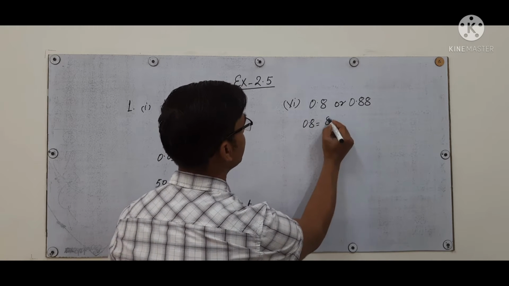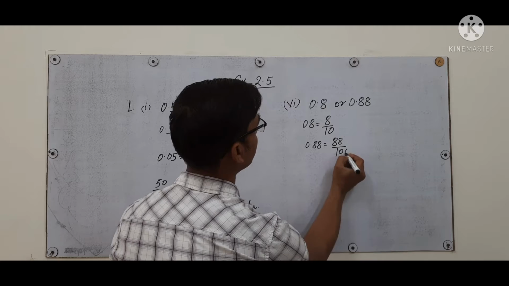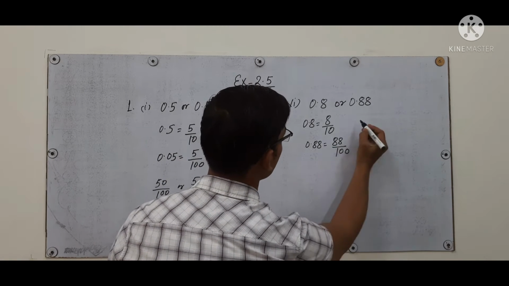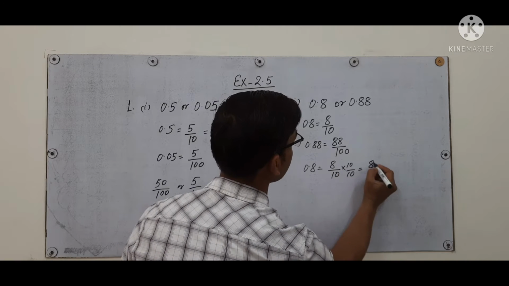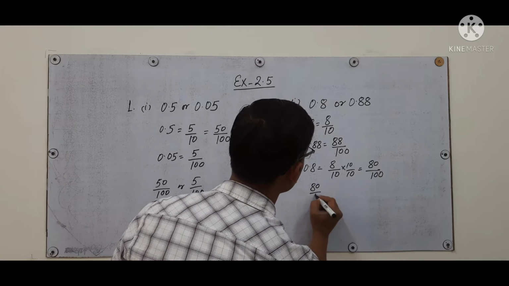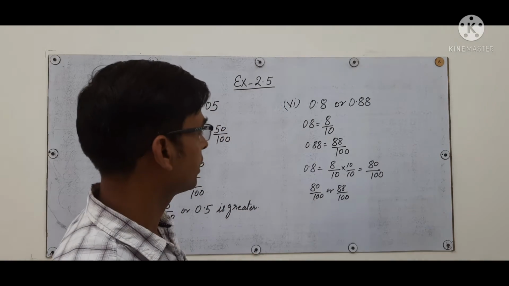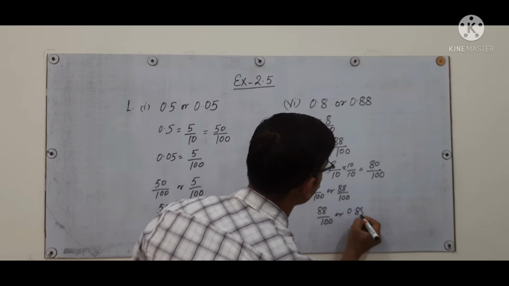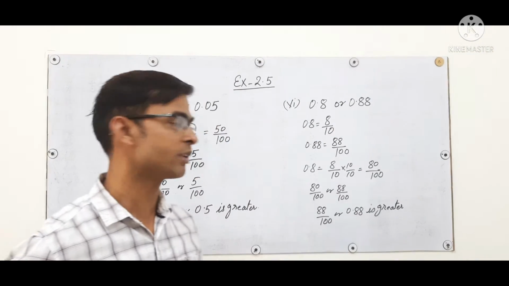So 0.8 can be written as 8 upon 10, and similarly 0.88 can be written as 88 upon 100. So now what we will do, yes, we will now make the denominators equal. So 0.8 can also be written as 8 times 10 upon 10 times 10, that is 80 upon 100. So there will be no problem here. Now we can see 80 upon 100 or 88 upon 100. So which is greater? Obviously 88 is greater than 80. So we can write 88 upon 100, or simply 0.88 is greater. Okay, so you can just note it down because these are very easy questions.